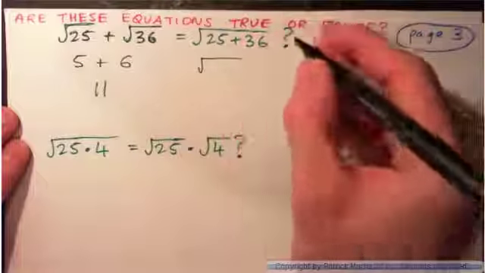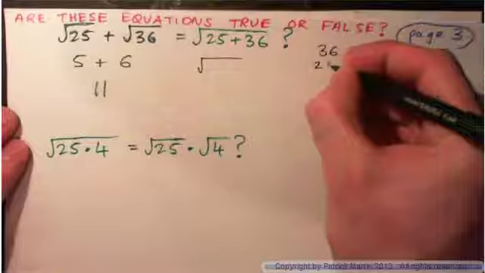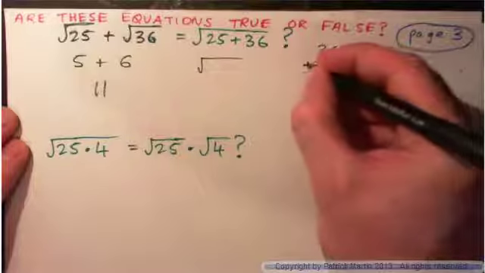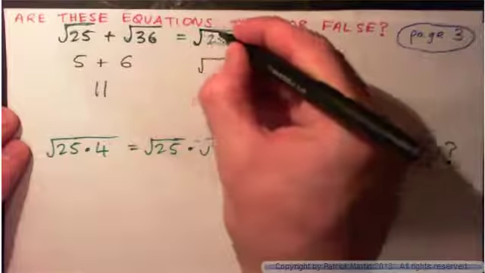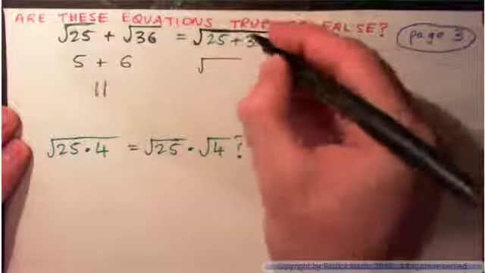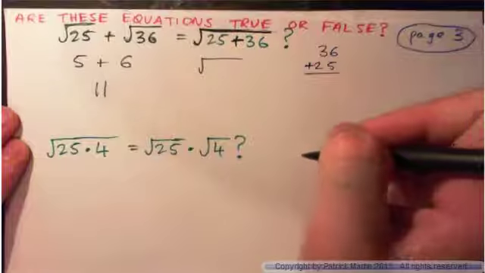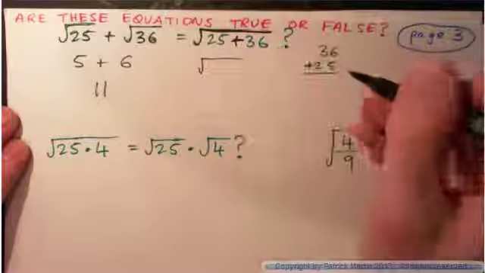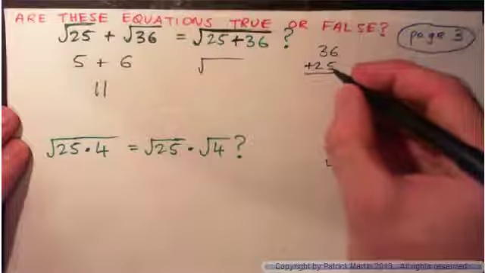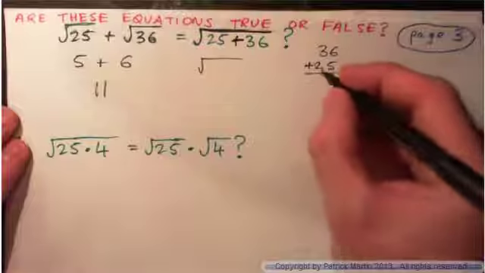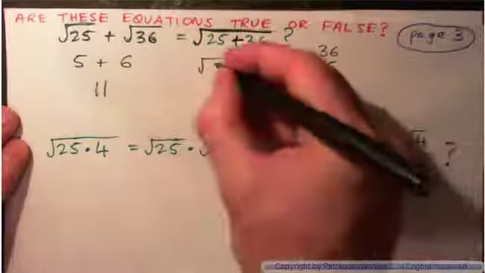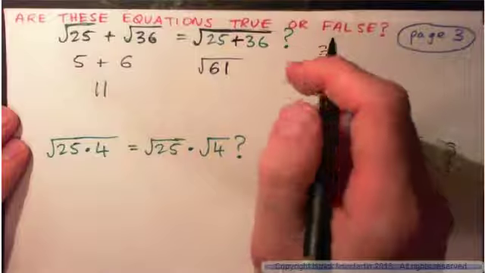So 25 and 36. Add those together. You see, this is saying that you've got to add the inside and then get the root. Does that make sense? Add the inside and then get the root. So 6 and 5 is 11, carry the 1, and that makes 6. So this is root 61.